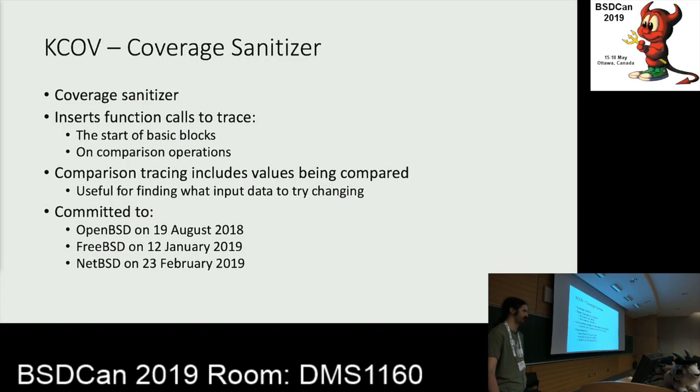And also on comparison, so whenever you run your if statement, it will put in a call. It will also tell the runtime a little bit more information about the comparison. So it will tell you what the two arguments are, and it will also tell you the width of the comparison, because it uses a different function depending on the width, and whether or not one of the values is constant. If both are constant, of course, it can optimize out, so you won't see this. Luckily, OpenBSD, FreeBSD, NetBSD, we've all got a version of this. I think we've all independently implemented it.